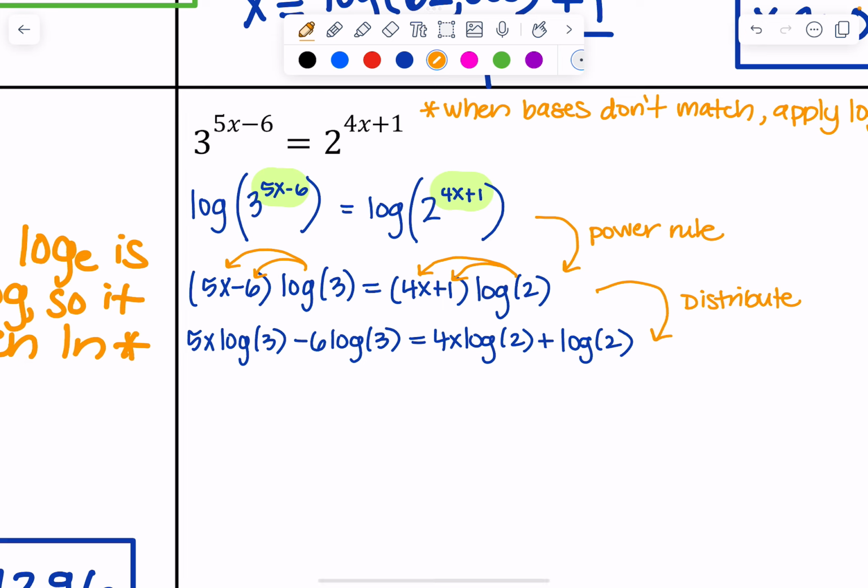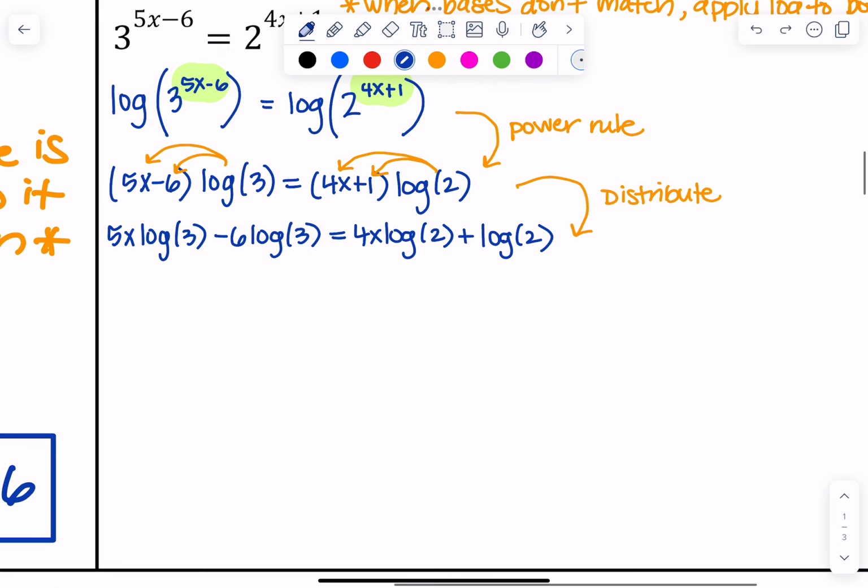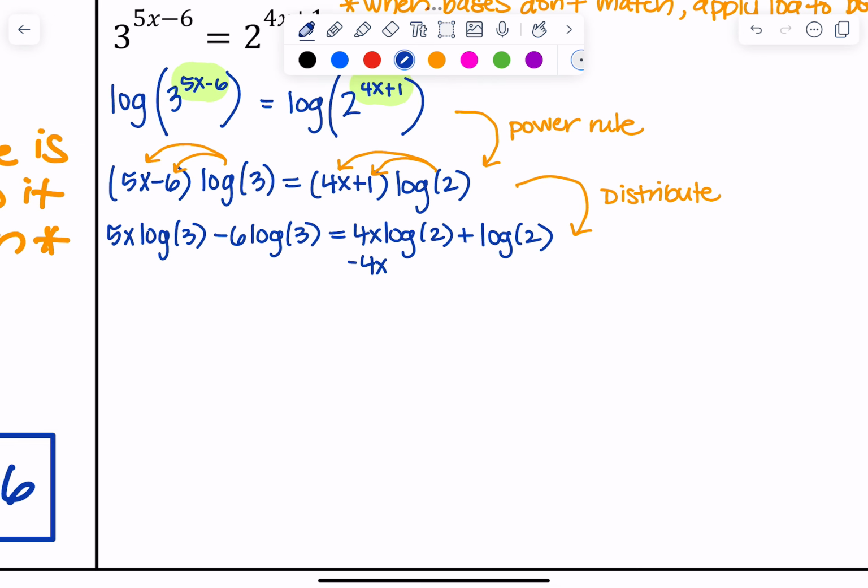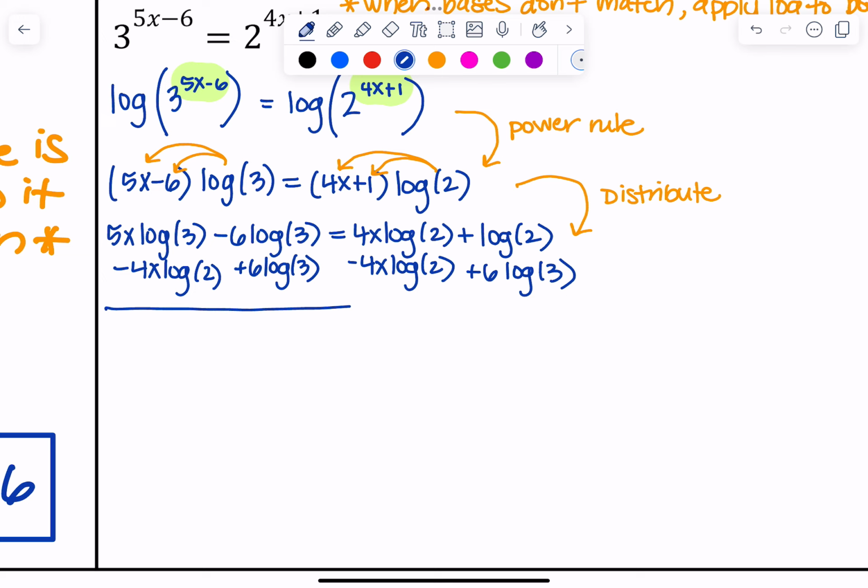Okay. After that, I want to move my x's to the left side and move my non-x's to the right side. So I'm going to take this one over there and this one over here. So when I do that, I'm going to subtract 4x log 2 and minus 4x log of 2. And I'm also going to add 6 log of 3 and add 6 log of 3. Okay, so it's really messy. We'll clean it up, but these two cancel out and these two cancel out.